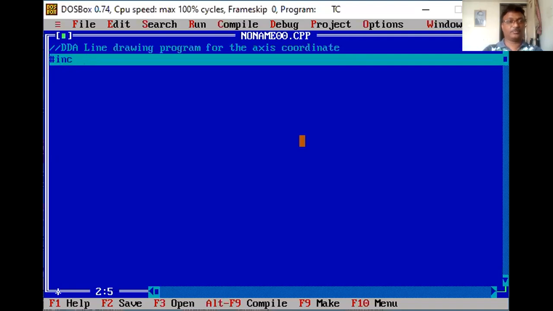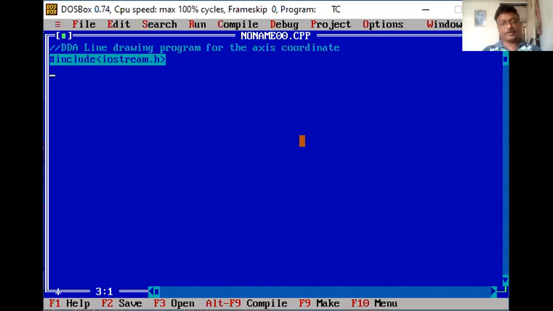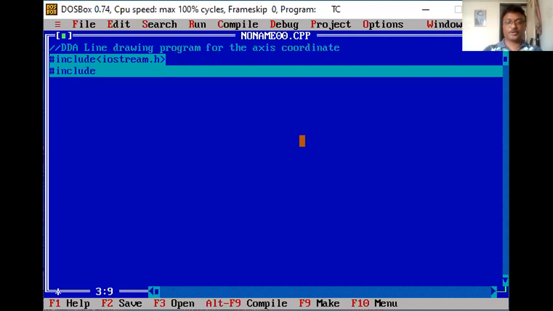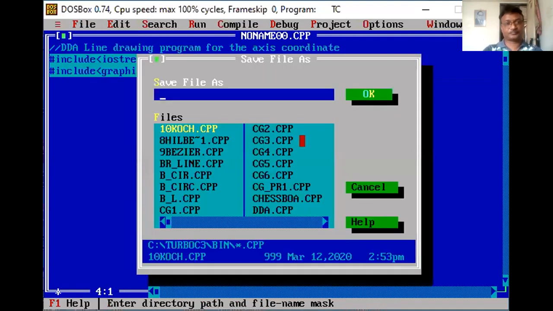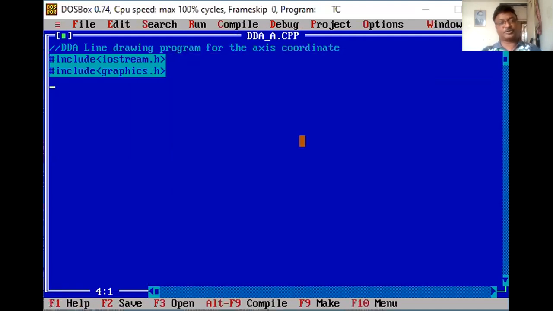You can include iostream.h, then hash include graphics.h. Correct. I am saving this program as DDA axis dot cpp, ddaxis.cpp. Now hash include conio.h.